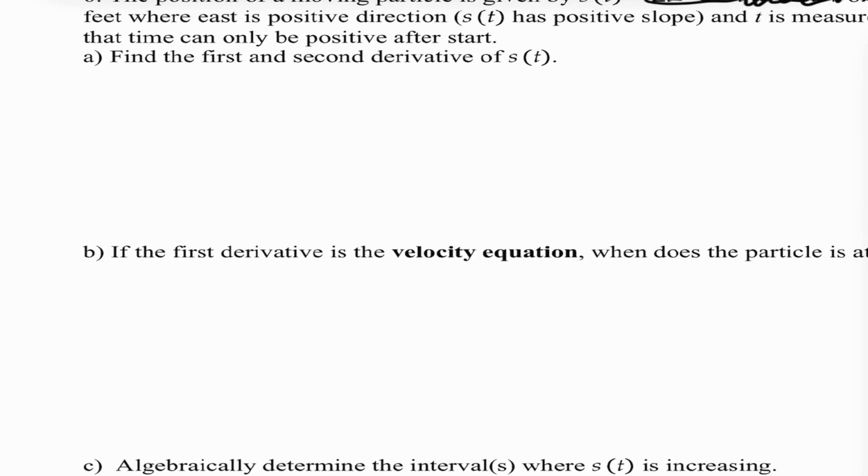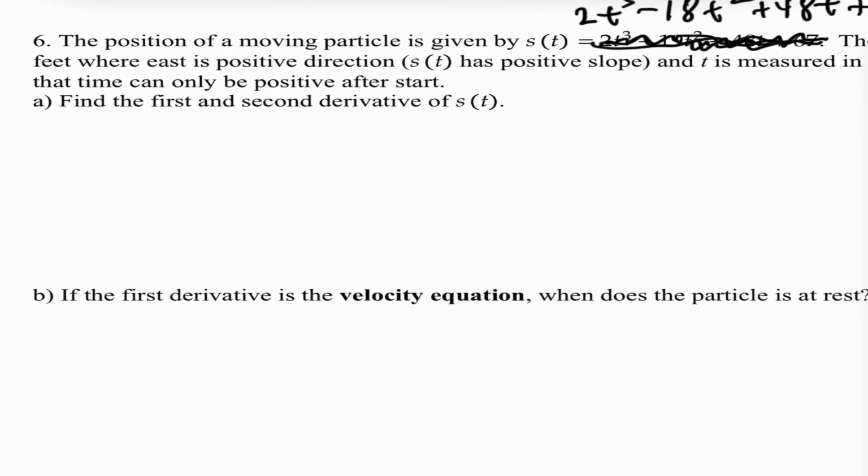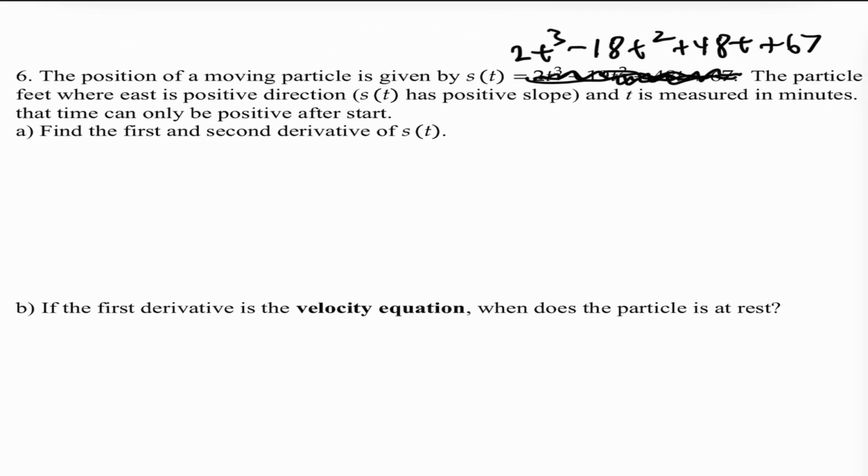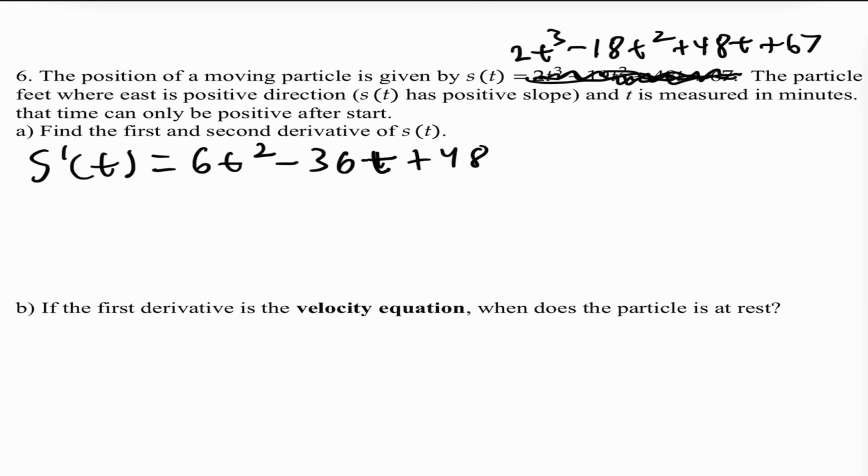Let's look at A. Find the first and second derivative of s of t. So let's find the first and second derivative of that. First derivative will be 6t squared minus 36t plus 48. Our second derivative will be 12t minus 36.